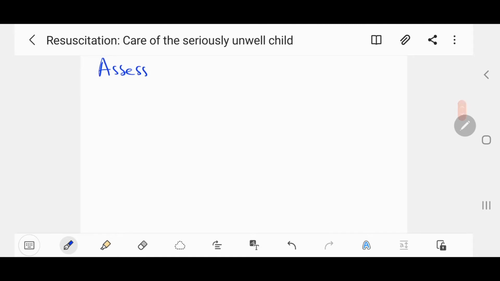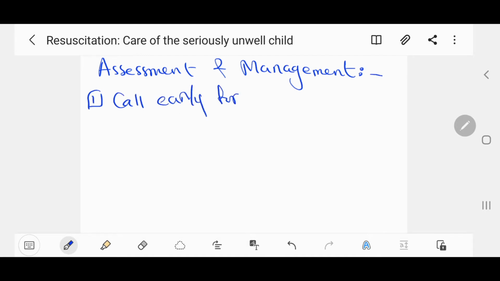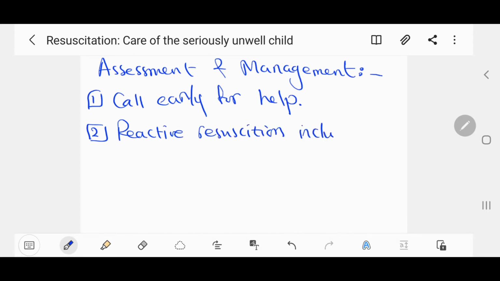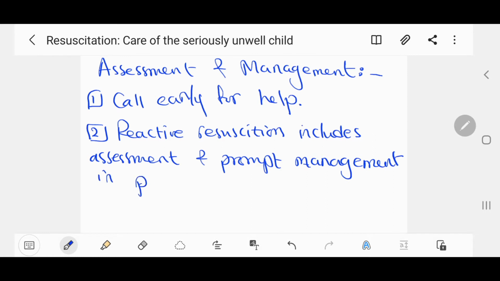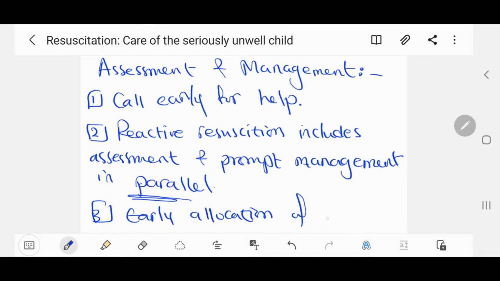So let's move on to assessment and management. The main things we should do: the first thing is call early for help within your hospital and to a local or retrieval service as necessary. The second thing is reactive resuscitation includes assessment and prompt management in parallel. The third thing, early allocation of roles.